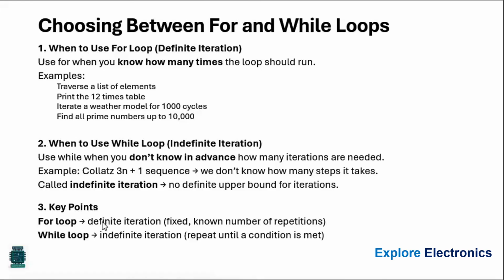In a for loop, when we define the iteration, it is a fixed, known number of repetitions. The repetitions we know beforehand. In a while loop, it is indefinite iteration. Repeat until the condition is met. If it is false, it will stop the execution immediately.